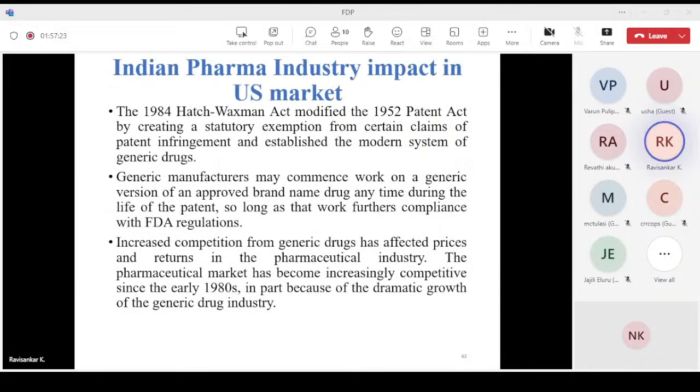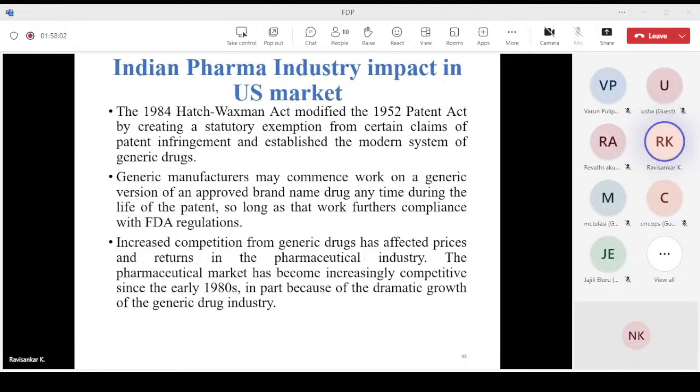So when you say Indian pharma, without US, there is no Indian pharmaceutical industry, because US is the major export market for India. In the US, there is an act called the Hatch-Waxman Act, which was modified in 1984, which created a statutory exemption from certain claims of patent infringement and established the modern system of generic drugs. According to the Hatch-Waxman Act, generic manufacturers may commence work on a generic version of an approved brand name drug anytime during the life of the patent, so long as that work is in compliance with FDA regulations.